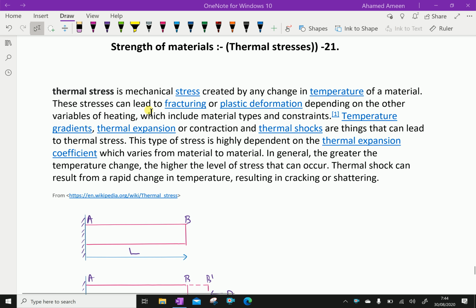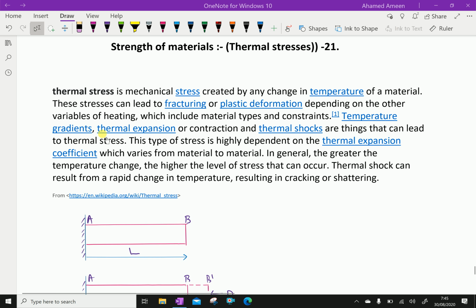A thermal stress is a mechanical stress created by any change in temperature of a material. Suppose in structural steel or whatever metals are used, regarding the temperatures, the metals try to expand. So these stresses can lead to fracturing or plastic deformation depending on the other variables of heating, which include material types and constraints. Here, the thermal deformation due to thermal conditions varies from metal to metal.